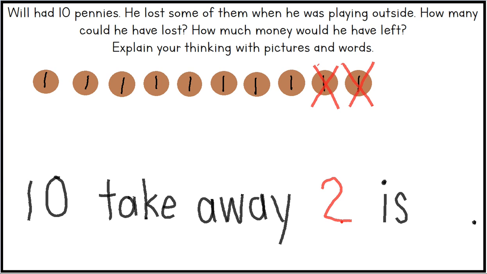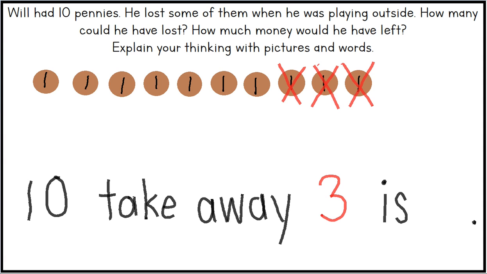Okay, 10 take away 2 is, how many do we have left? We have 8. 10 take away 2 is 8. So we had 9 before, now we're down to 8. All right, let me take these two numbers out of here. And we are going to say that he lost 3 pennies. So I'm going to X out another one.